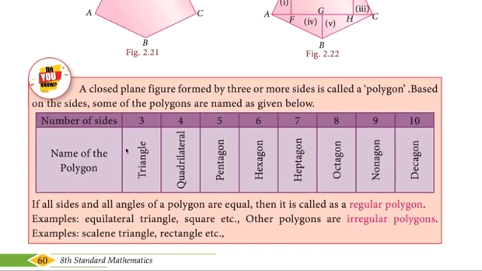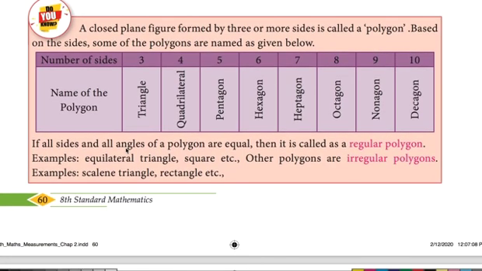Number of sides and the name of the polygon: three sides triangle, four sides quadrilateral, five sides pentagon, six sides hexagon, seven sides heptagon, eight sides octagon, nine sides nonagon, ten sides decagon. If all sides and all angles of a polygon are equal, then it is called a regular polygon. Examples: equilateral triangle, square. Other polygons are irregular polygons.